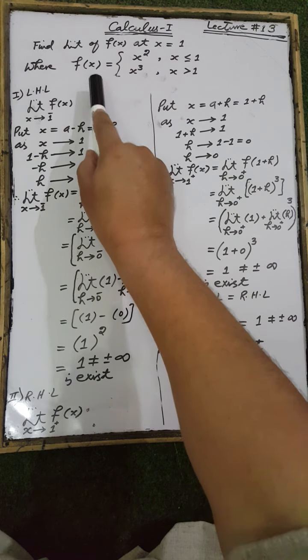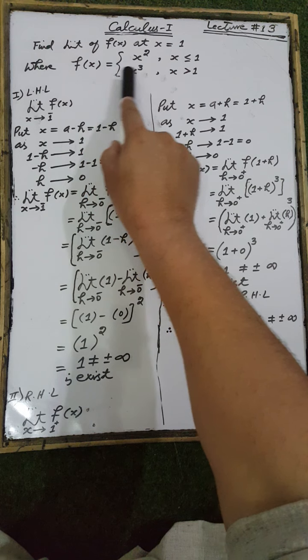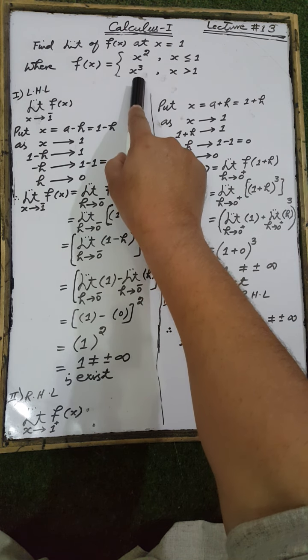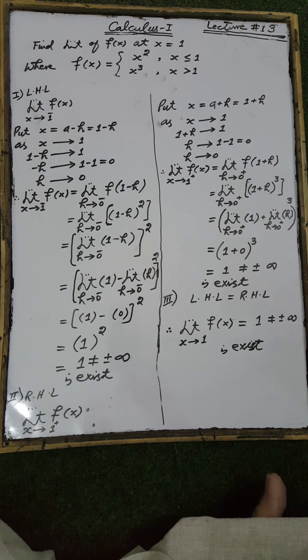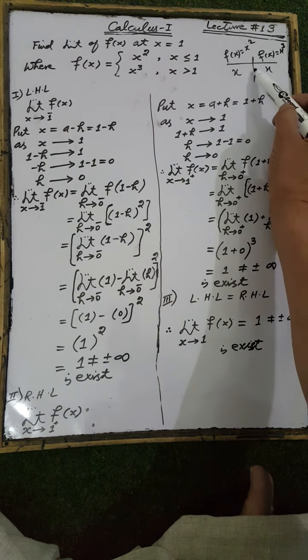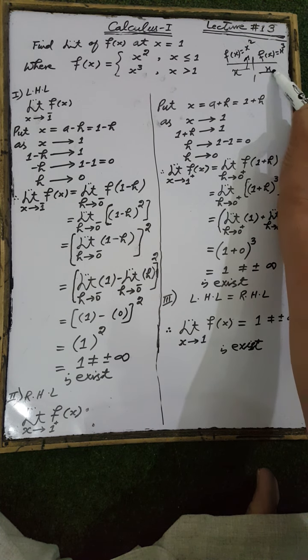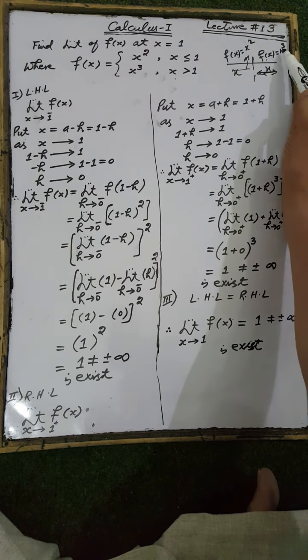Next question: find the limit of the function f of x at the point x equal to 1, where f of x is equal to x square when x is less than or equal to 1, and f of x is calculated from x cube when x is greater than or equal to 1. That is, when the values of x are less than or equal to 1, the value of f of x will be calculated from x square. When the value of x is greater than 1, the values of f of x will be calculated from x cube.